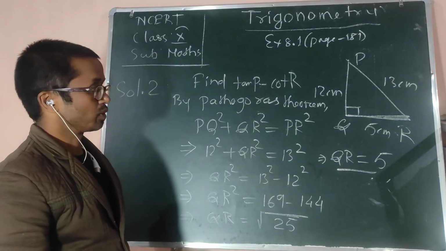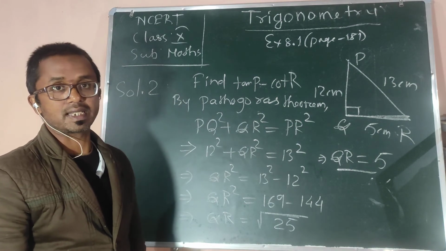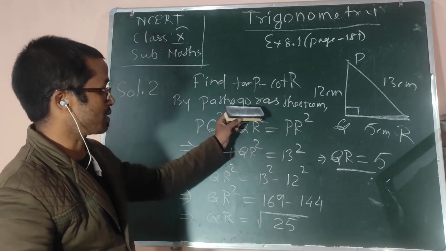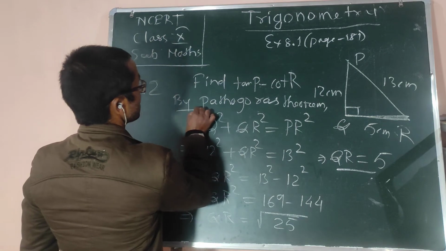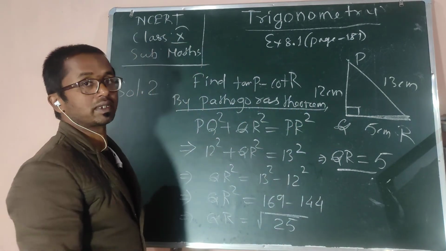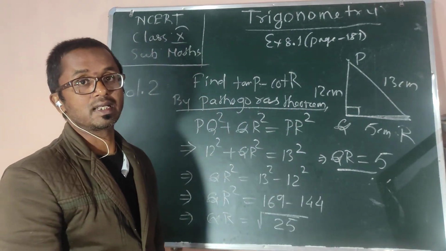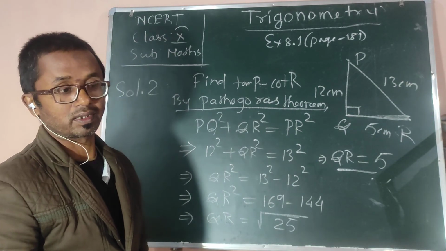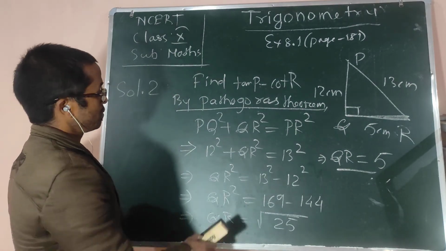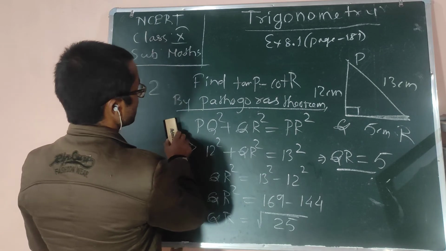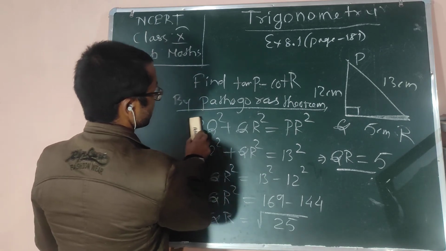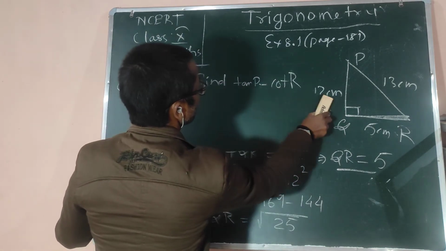So this is the way. Whenever we need to find out any side of the right angle triangle, then we use the Pythagoras theorem. By using Pythagoras theorem, we can find out any required side when two sides are given. Do you remember? If we remember these things, then it becomes very easy. Okay, I'm rubbing it.